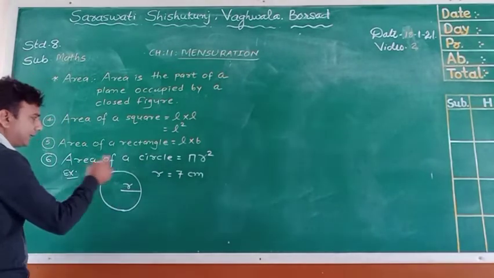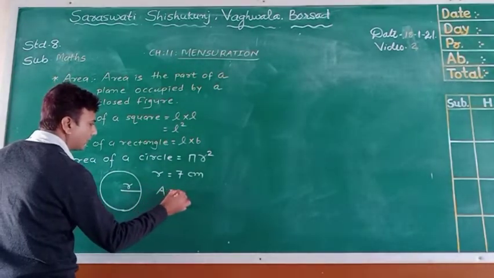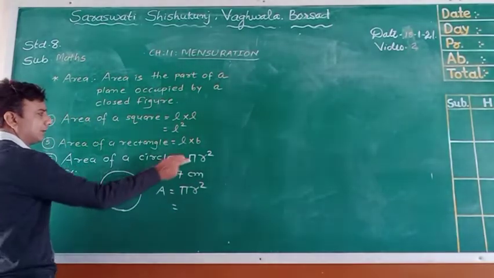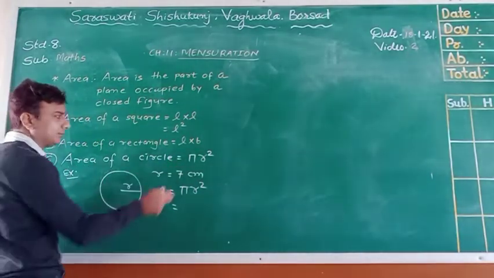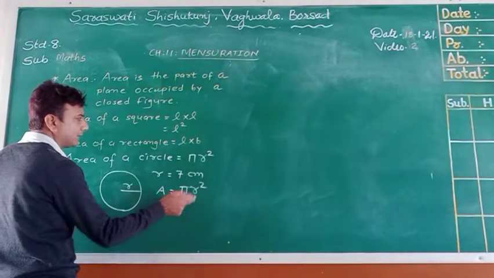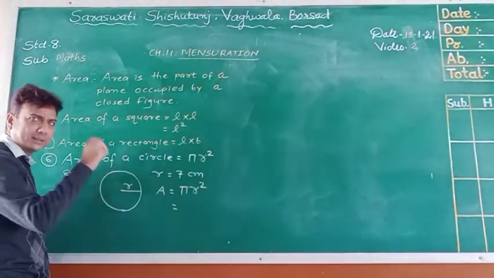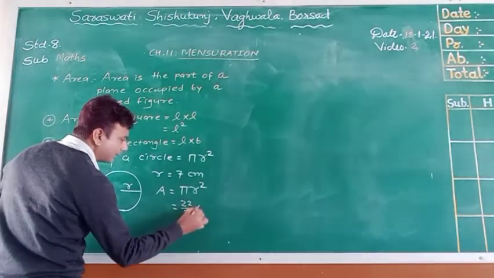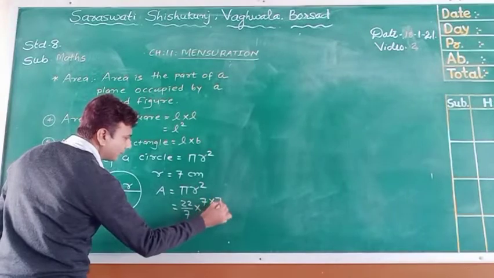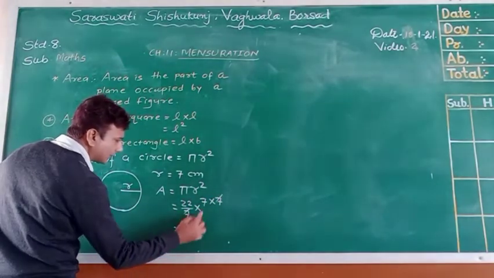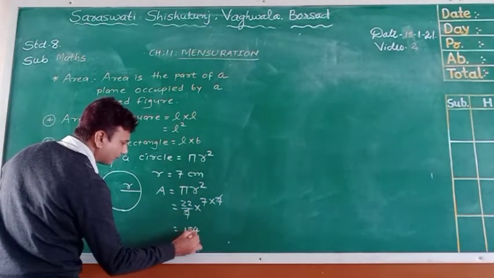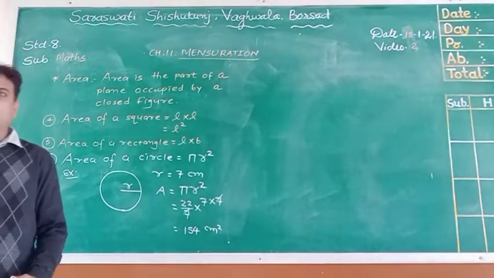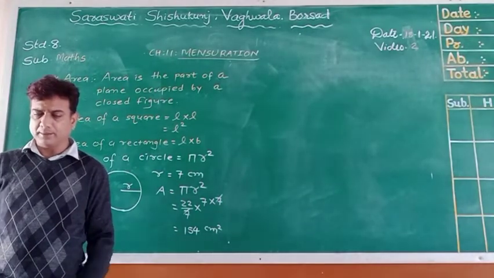So simply we can use this formula. Area of circle equal to pi r square. Pi value is 22 by 7 and r means radius. Radius is already given. Pi is 22 by 7, radius is 7 into 7. 7 cut 7, 2 into 7 is 14, 14 plus 1, 154 centimeters square. So students, this is the formula to find the area of a circle.